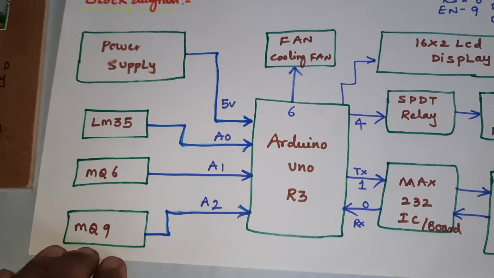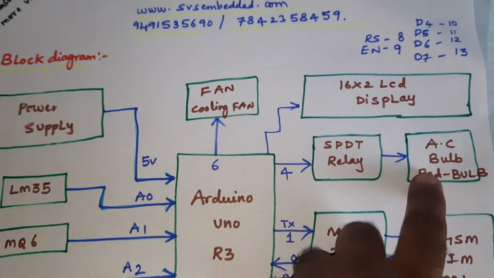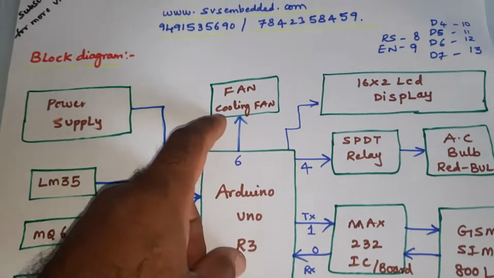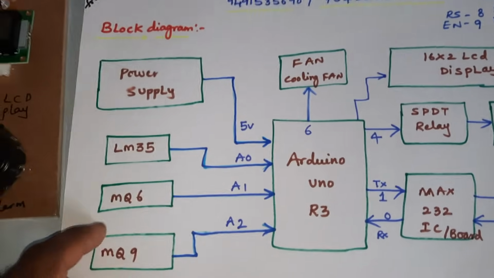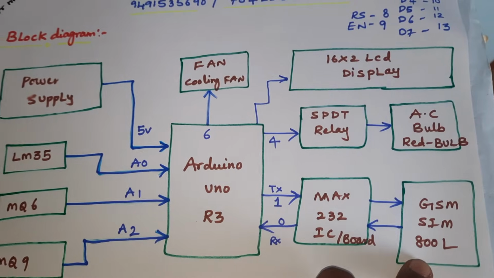If the MQ2 detects a CO alert, then the red bulb will be turned on. With the LM35 temperature sensor, based on the temperature, the fan speed control will be going on. There is also an MQ6 alarm, and a GSM SIM800L. We are sending the data to the server as well as an SMS alert.